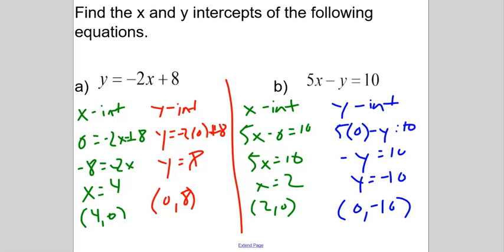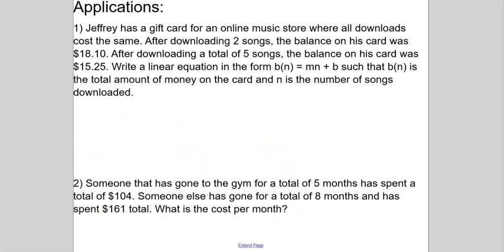Okay, last idea is being able to find some word problems, and this is really the extension for the remainder of the unit. But we can read through this. Basically, we have an online music store where all downloads cost the same. After downloading 2 songs, the balance of his card was $18.10. After downloading 5 songs, the balance of his card was $15.25. We want to write a linear equation such that B of n is the total amount of money in the card, and n is the total number of songs.